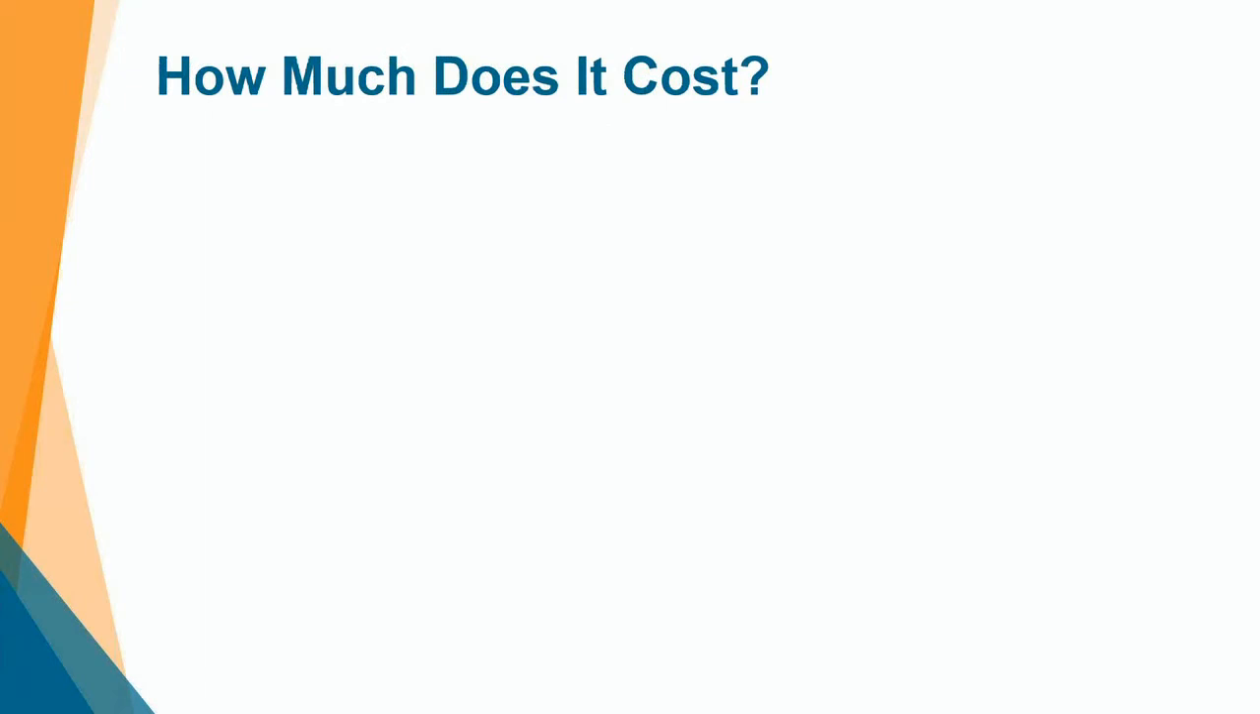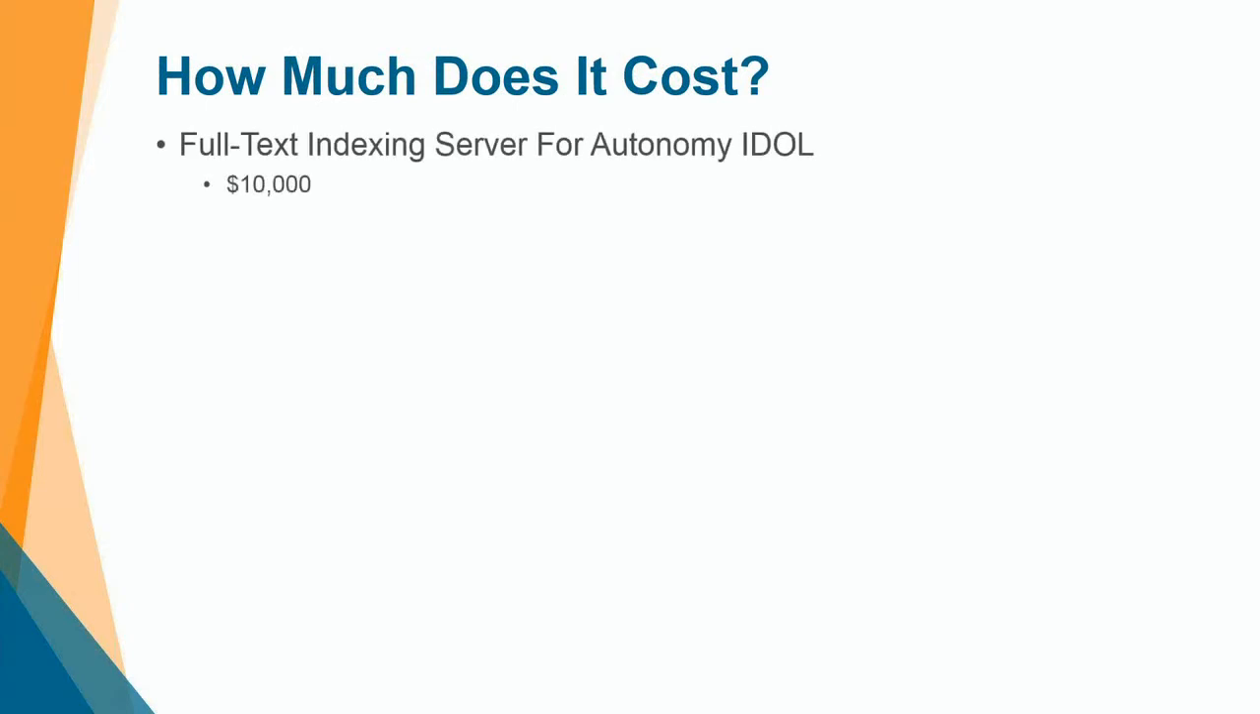So let's talk about costs really quick. There are two components to this. There's a full text indexing server for Autonomy IDOL. There we go, back to the product name again. That's a $10,000 module.